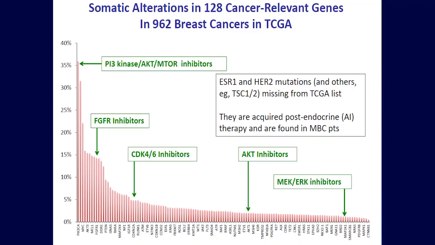And in this setting, does genomic testing play a role? In the TCGA assay, you see that there's a lot of genomic alterations in breast cancer. There are ways you can target some of these, but we really don't know much about metastatic disease because these were primary breast cancer specimens.